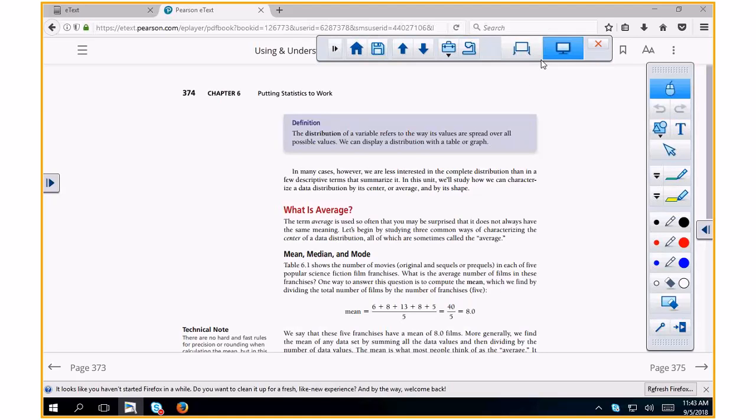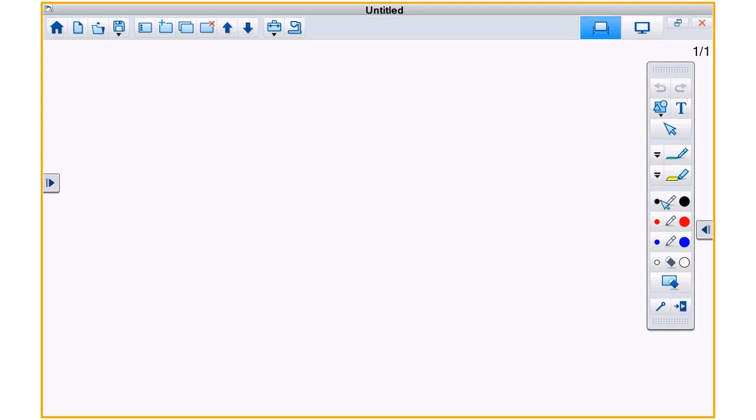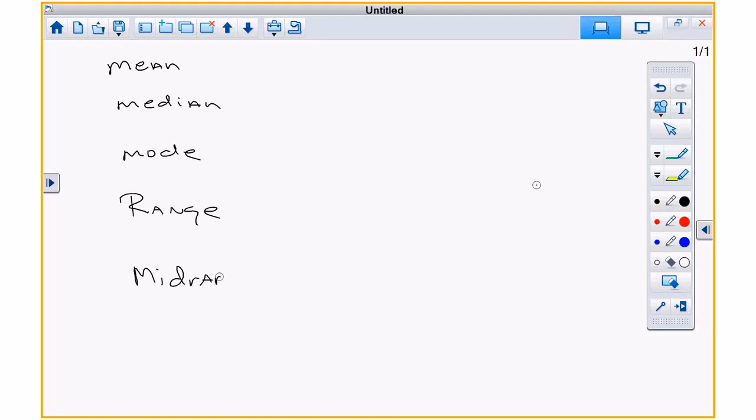And we are going to talk about mean, median, mode, range, mid-range, variance, and standard deviation. Capisce? So, oh, it's working. Mean, median, mode, range, mid-range. Variance and standard deviation.